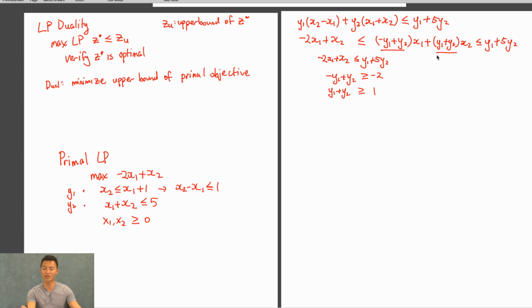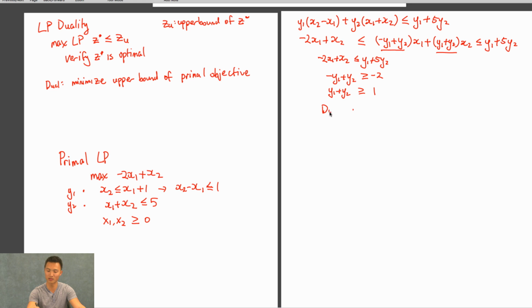And what we're going to do now is that because this inequality holds, then I know this can be an upper bound on my primal objective function. Thus, remember, we wanted to find the smallest upper bound to our objective function, and that should be the same as the optimal objective value, right? So let's take this.